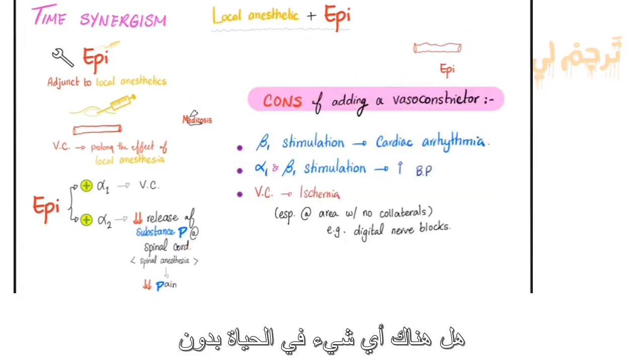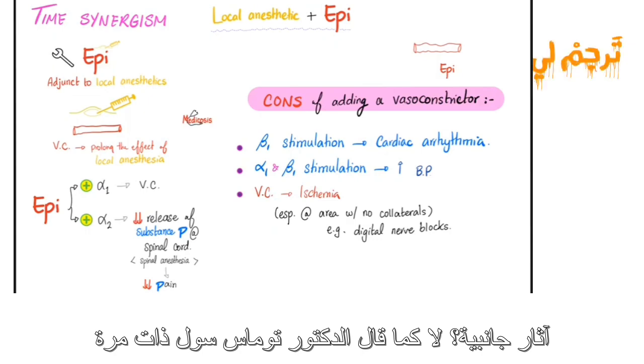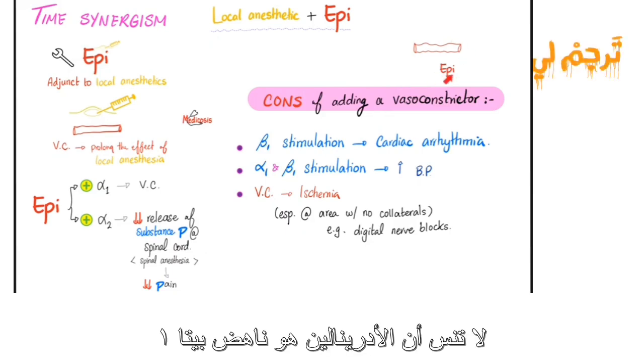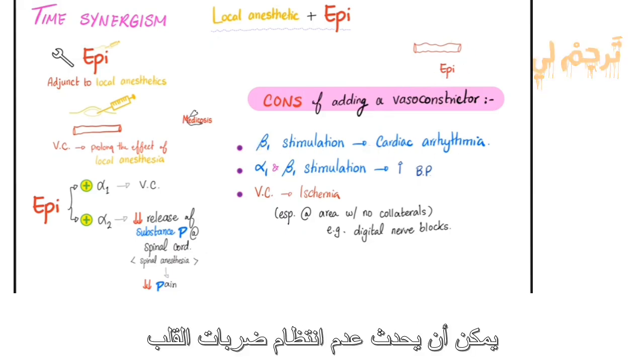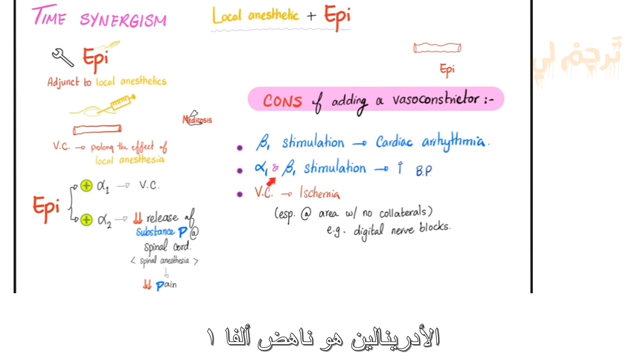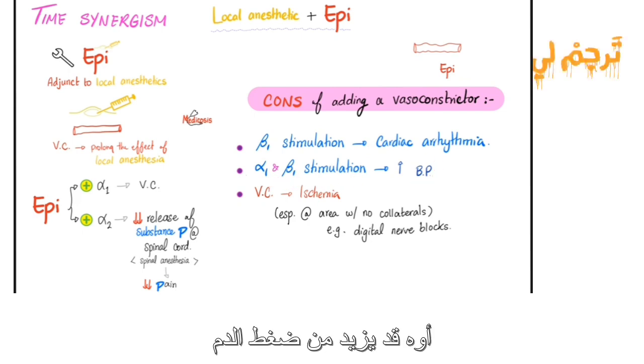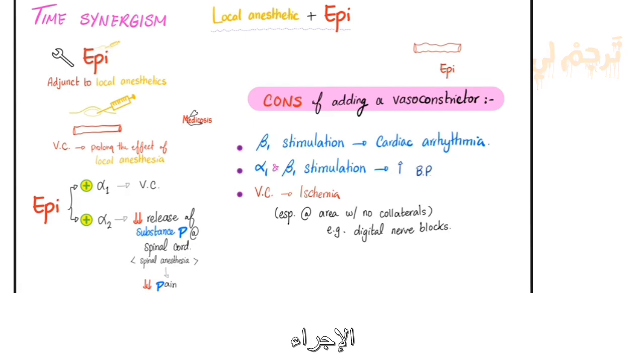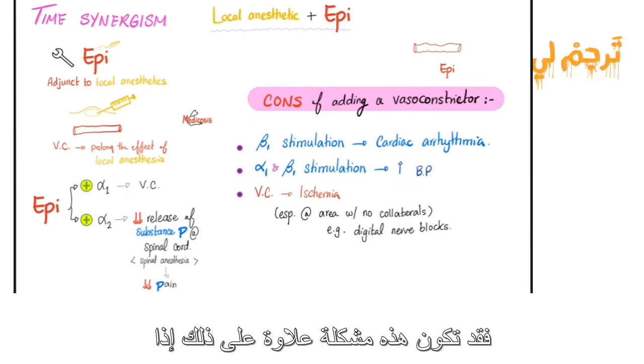Is there anything in life without side effects? Heck no. As Dr. Thomas Sowell once said, there are no solutions in life. There are incremental trade-offs. So what are the disadvantages of adding a vasoconstrictor to the freaking local anesthetic? What's the problem with adding epinephrine? Don't forget, epinephrine is a beta-1 agonist. Oh, cardiac arrhythmia can happen. Epinephrine is an alpha-1 agonist and beta-1 agonist. Oh, it might increase the blood pressure. And if I suffer from hypertension before the procedure, that might be a problem.